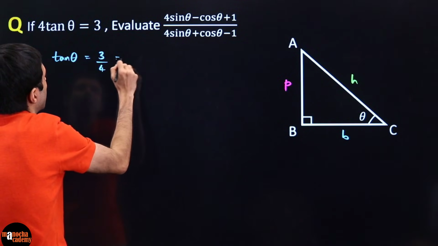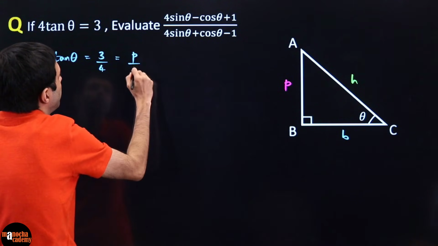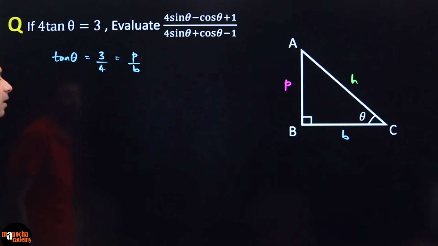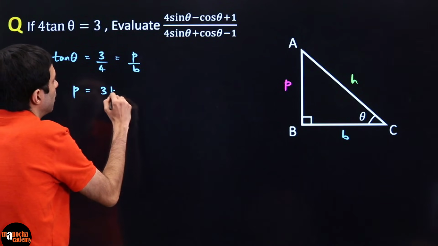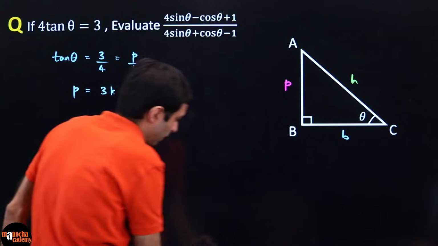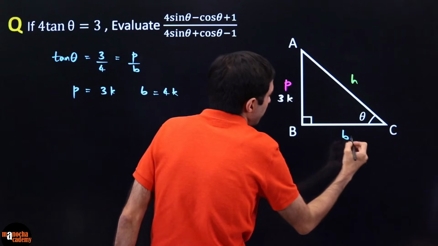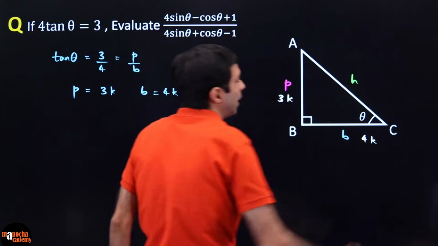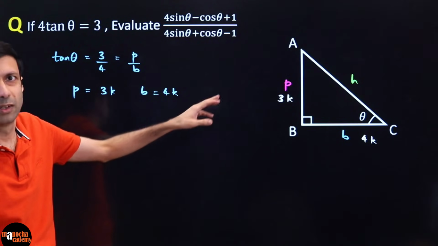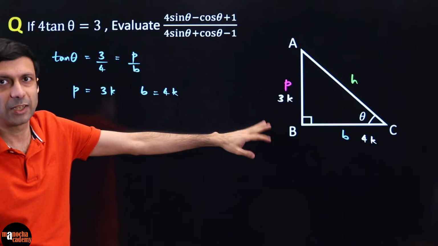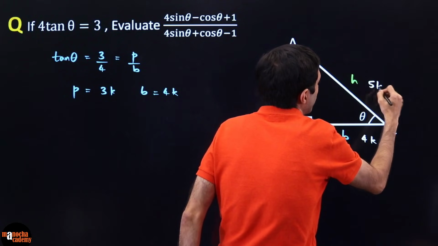And by definition, I know tan theta is perpendicular by base. So P by B. You guys agree? Again, we can't say it's 3 and 4 for sure. So to be mathematically correct, we need to write P is 3k, B is 4k. So you guys can write it here in the triangle. Perpendicular is my 3k, base is 4k. So how much will the hypotenuse be? If you guys apply Pythagoras theorem, square root of 3k whole square plus 4k whole square. So you'll get 9k square, 16k square. If you add it up, this is going to be 25k square. So hypotenuse will be 5k.